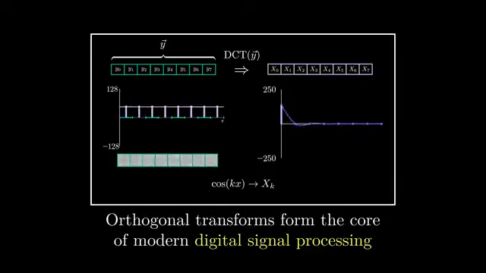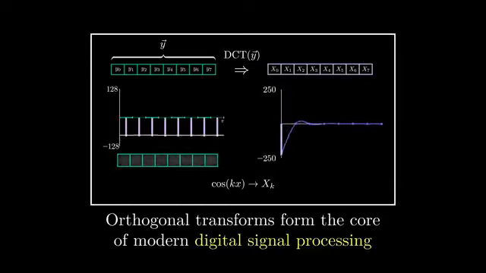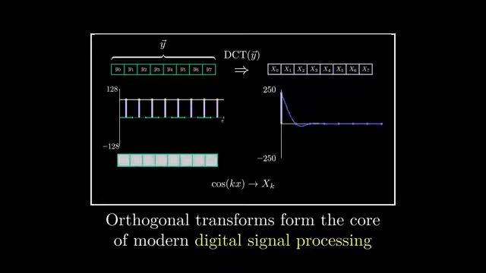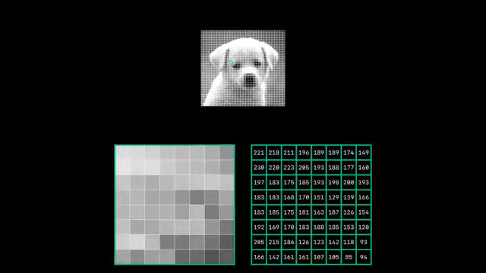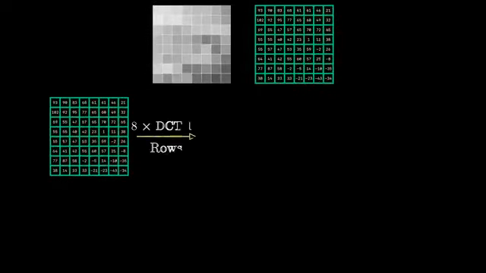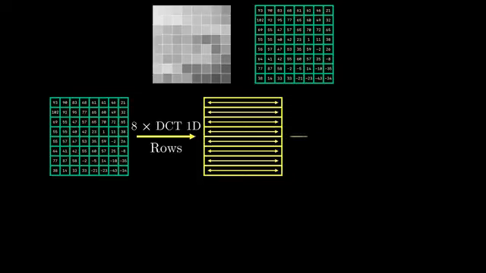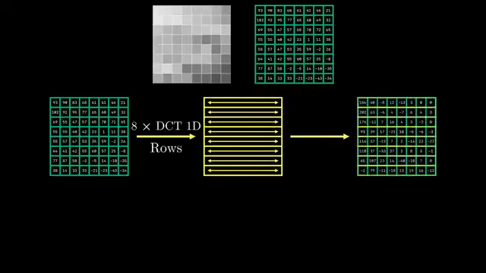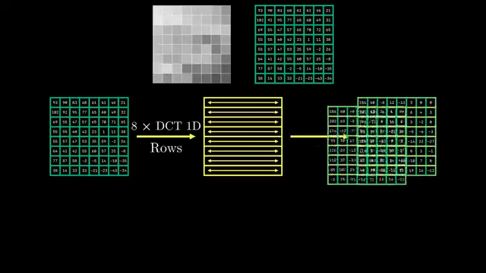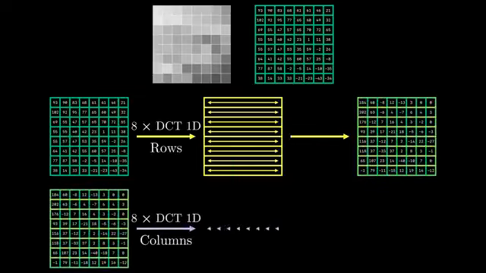Now that we have a good intuition on the one-dimensional DCT, let's talk about how JPEG specifically uses it. JPEG takes an image and splits it into 8x8 blocks and then centers their values around 0 by subtracting 128. Then we take the block and apply the DCT to each row of the block, giving us 8 sets of DCT coefficients. We then apply the DCT to each column of the block.